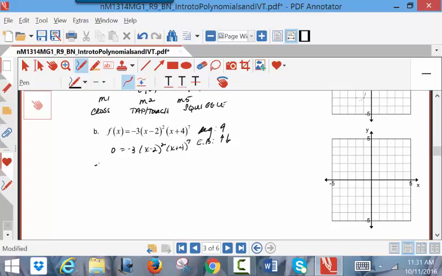Okay, now the first one, when you set negative 3 equal to 0, that's kind of nonsense, okay? Because there's no x with the negative 3. If it was negative 3x, oh yeah, I've got a 0. But if there's no variable with it, it's not going to produce an x-intercept. So then I have x minus 2 equal to 0 and x plus 4 equal to 0. So I get a value of 2 and a value of negative 4. So I have 2 x-intercepts here.